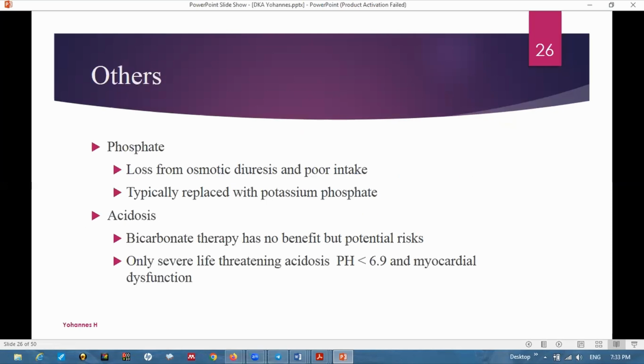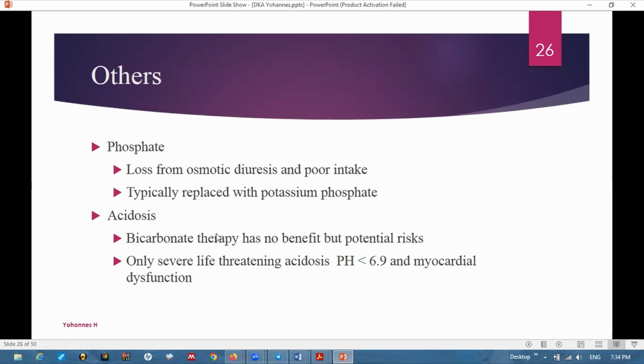The other is phosphate. The total body phosphate will be depleted due to the osmotic diuresis and poor intake. We can replace it with potassium phosphate, but most of the time it's not recommended to manage the hypophosphatemia, with one exception. In case of severe hypophosphatemia with cardiovascular instability, we may manage it. But when we manage the hypophosphatemia, we should also look for calcium. The calcium will be depleted when we give phosphate.